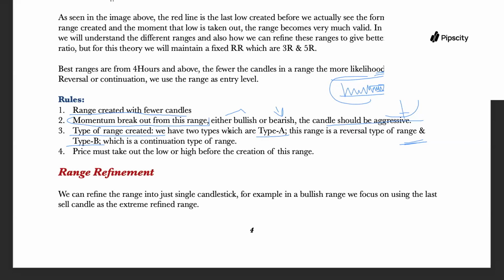Okay. So moving on, we want to see how the market breaks that range. Type A is our reversal type of range. Type B is our continuation type of range. So we want to know, is the market reversing or is the market continuing to the upside? Those are things we want to pay attention to. If we're looking for reversal, we'll look at the rules very well. If we're looking for continuation, we'll also look at the rules very well. It's as simple as that.